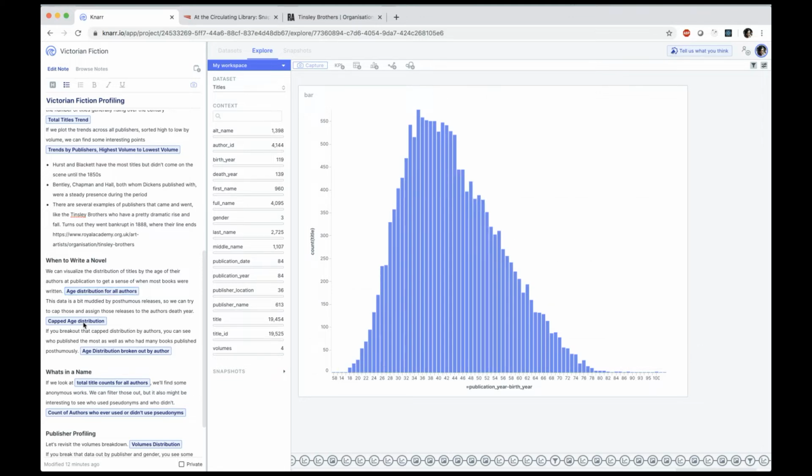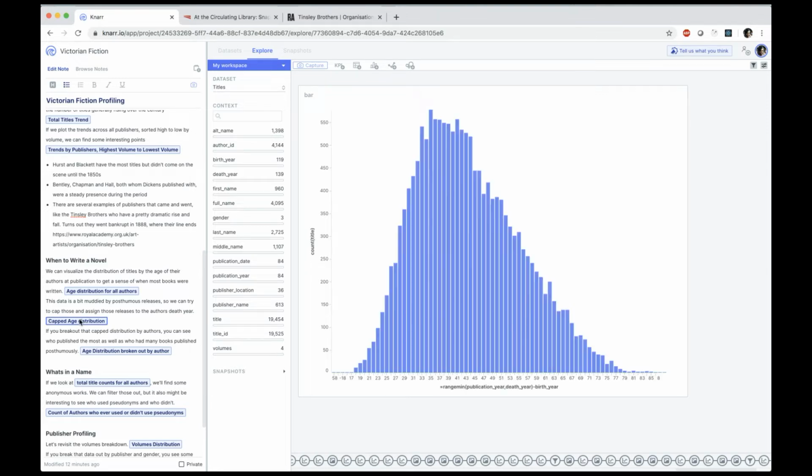I tried to remove that from the data by capping things by people's death year. So basically saying, if this was published after their death year, then just use the death year. It's not totally accurate, but at least it removes those outliers and gives you a better understanding of that data.